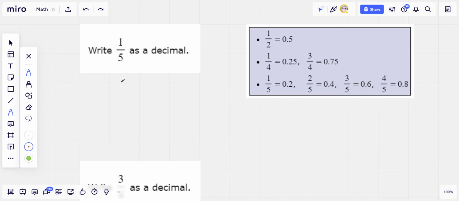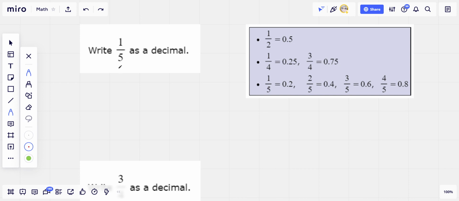In these problems, we're being given some fractions and asked to write them as decimals. And you may recall that every fraction is a division problem. So if you needed to do this and you were stumped on how, you could just pull out a calculator and do 1 divided by 5 and get an answer.